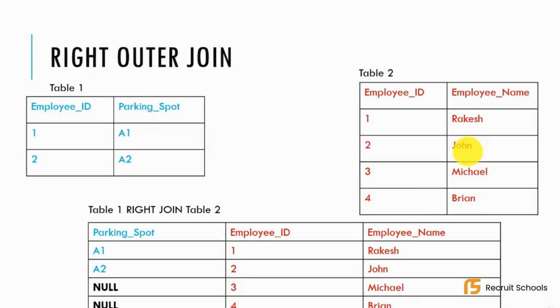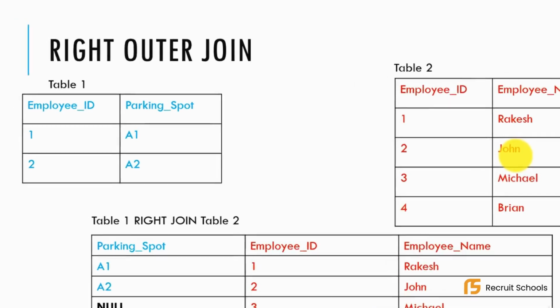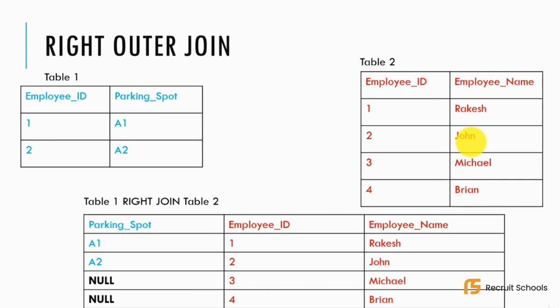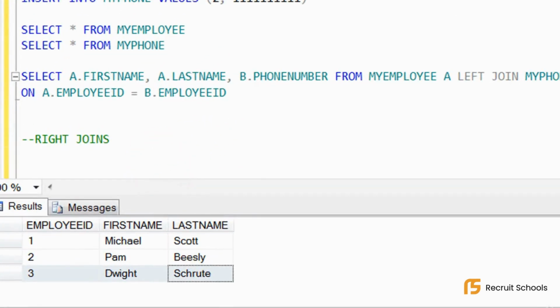So employee ID 1 and 2 are common, yes, you got data from both, we're good. Employee ID 3 and 4, there is data only in table 2, in the right table. So take that and put nulls for your left table. So let's look at this. We have the employee table right now, and we just need to create one more table called, say, parking, and then we can test this out. Perfect. So let's go ahead and create a parking table.